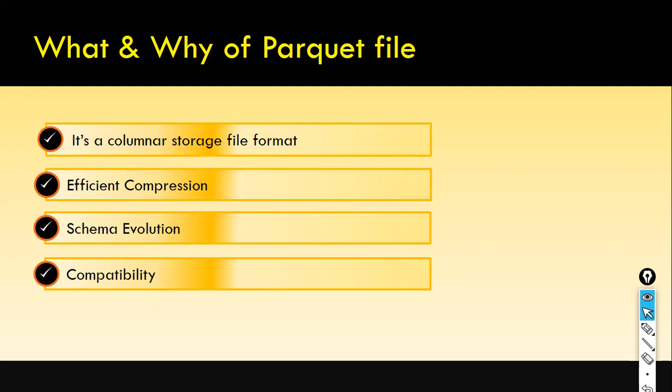Let me explain what the difference is between row-based and column-based data. Does anybody have any idea? Why are columnar databases gaining a lot of popularity compared to row-based ones?